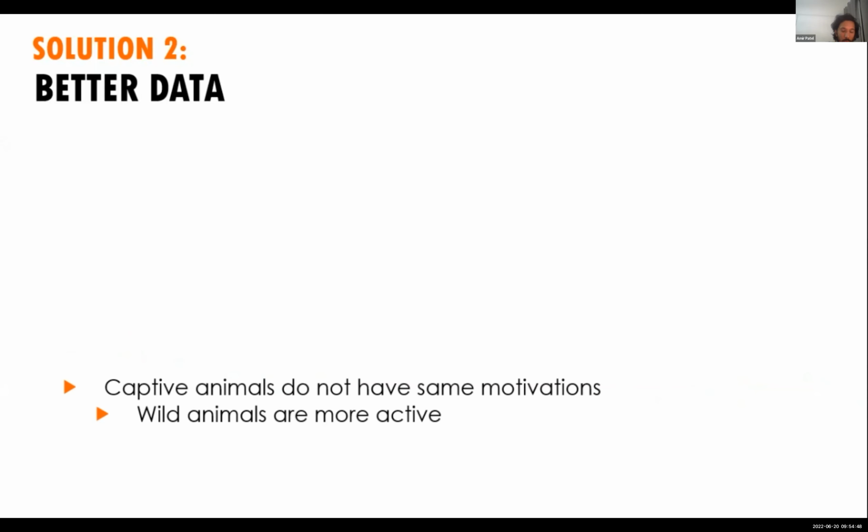Okay, so the next one is a problem I had and a criticism: the captive animals often don't have the same motivations. As you see at the beginning of that video, the cheetahs don't want to run, so they need to egg them on because they're going to be fed anyway. And wild animals are way more active because they actually need to hunt to survive.